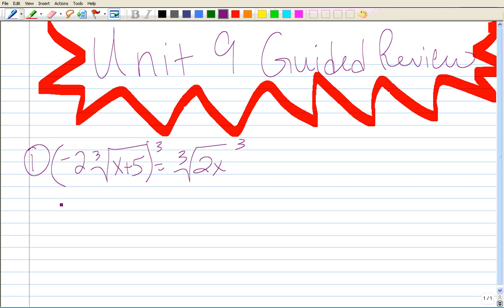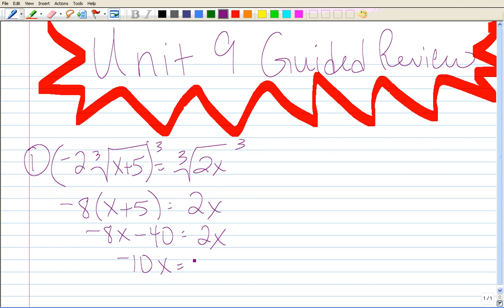Negative 2 cubed is negative 8. And then the cube root cubed, the cube root and cube will cancel out, so we're left with x plus 5. And on this side we just have 2x. Distribute that negative 8 and we get negative 8x minus 40 equals 2x. Subtract over the 2x and add over the 40, you get negative 10x equals 40. So x equals negative 4. There it is.